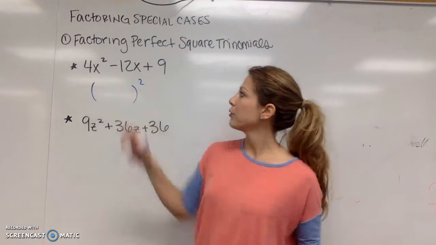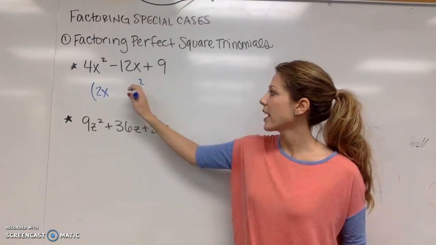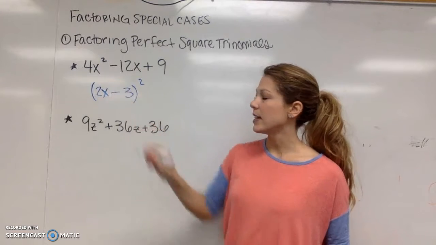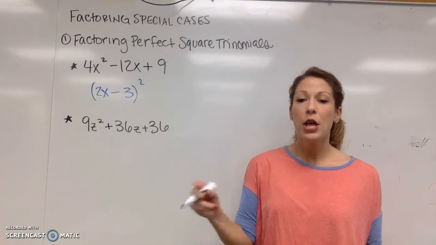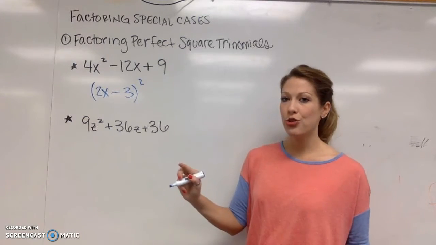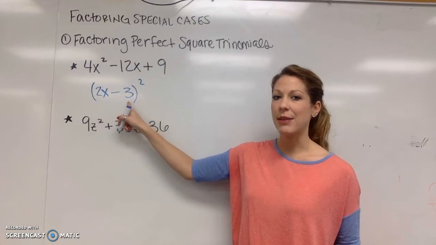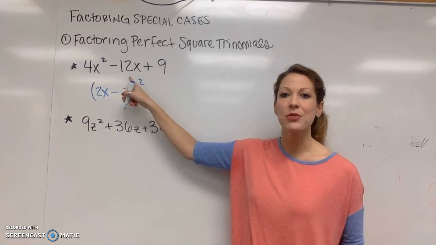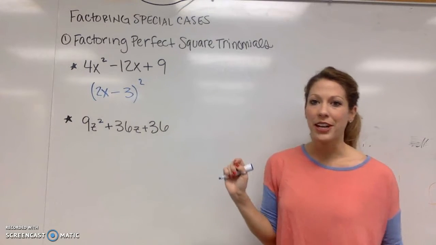So the square root of 4x squared is 2x. The square root of 9 is 3. There's going to be a minus sign in between, so it would be 2x minus 3 times 2x minus 3 if we factored it out. But we have to check to make sure it works. So to check, you take 2 times the back times the front. So 2 times negative 3 times 2. And we do get negative 12. So this would be a perfect square trinomial, and 2x minus 3 squared would be your answer.